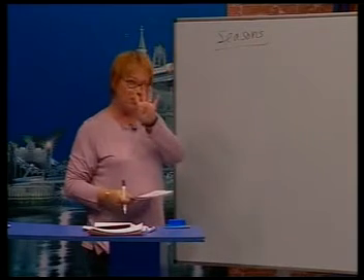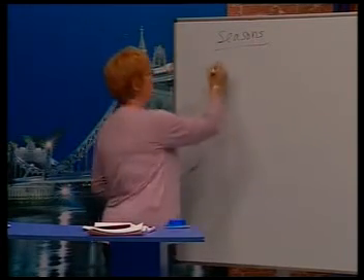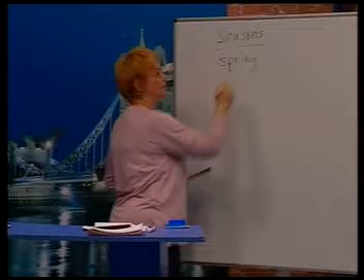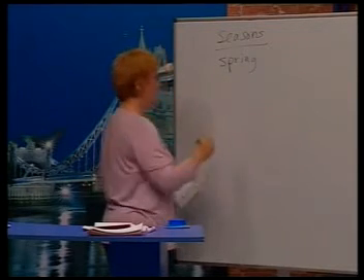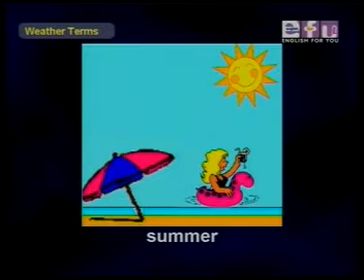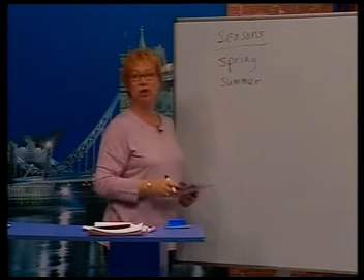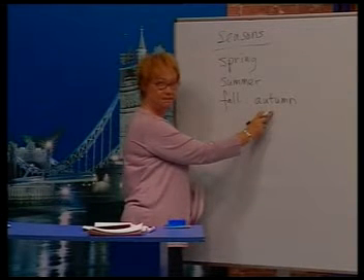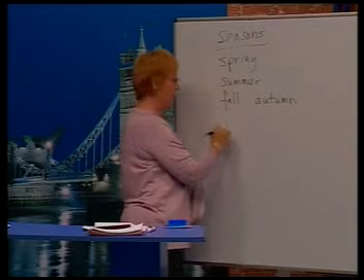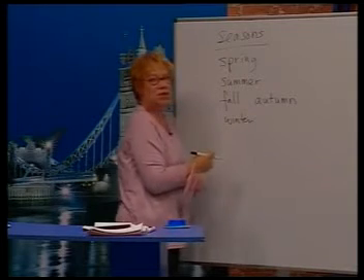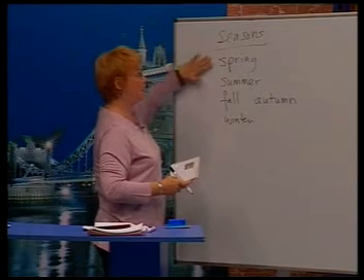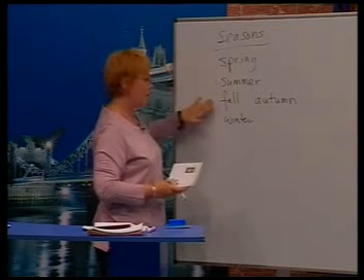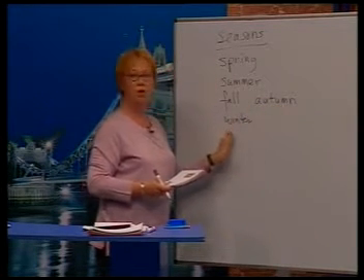Now, there are four seasons. First one, spring. It's very nice. Second, we have summer. Lovely time. Fall or autumn. There are two names, fall or autumn. And then finally, we have winter. All right? So again, we have spring, summer, fall or autumn, and winter.